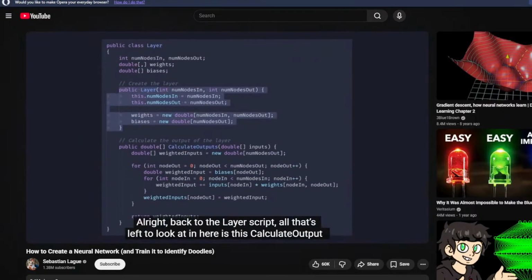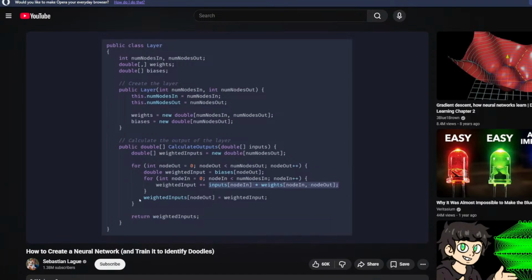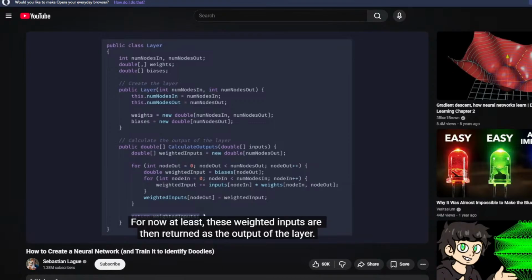Alright, back to the layer script. All that's left to look at in here is this calculate output function, which takes in some input values and computes the weighted inputs simply by looping over each outgoing node, setting the corresponding weighted input to that node's bias value, and then looping over all the incoming values, multiplying each of those by the weight of their connection, and adding the result onto the current weighted input. For now at least, these weighted inputs are then returned as the output of the layer.